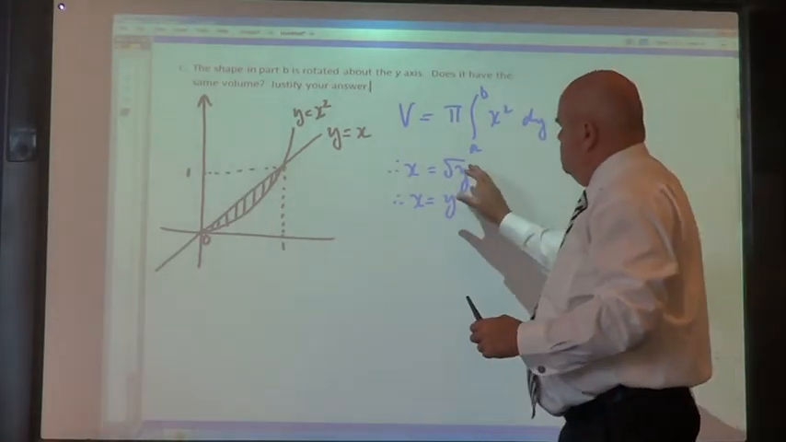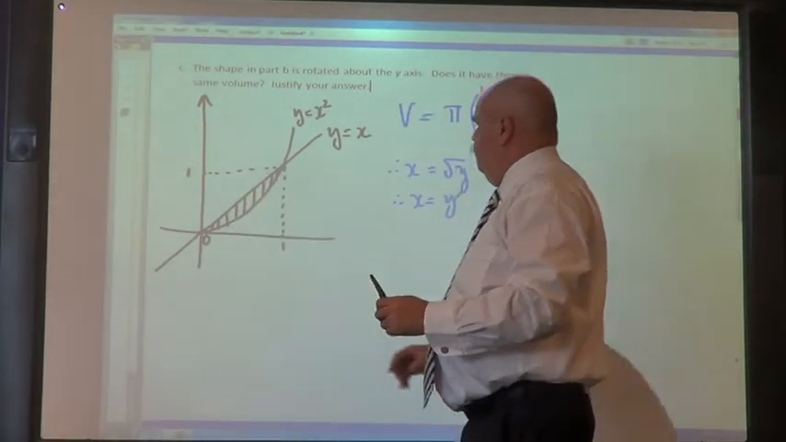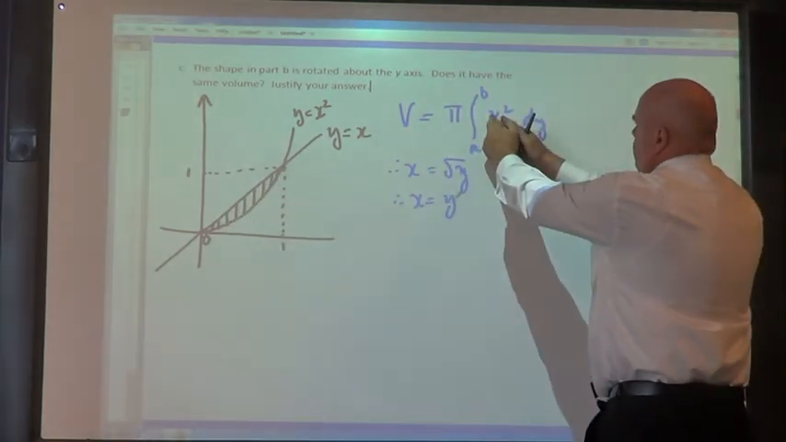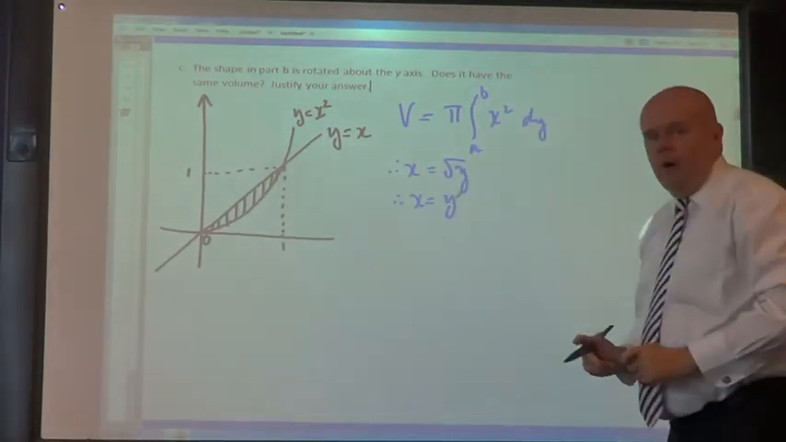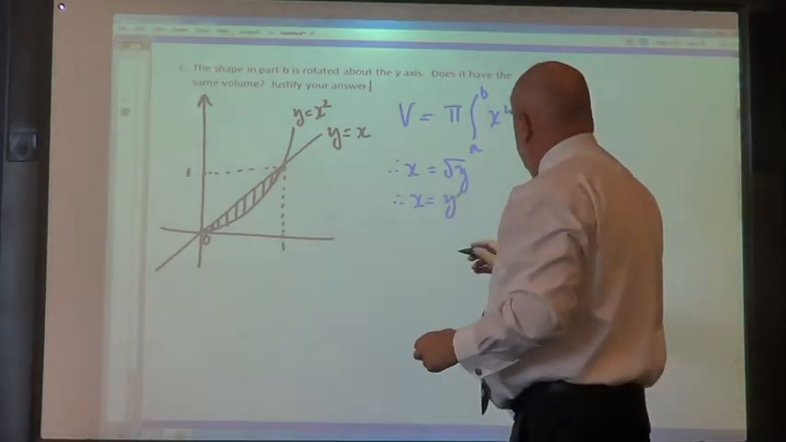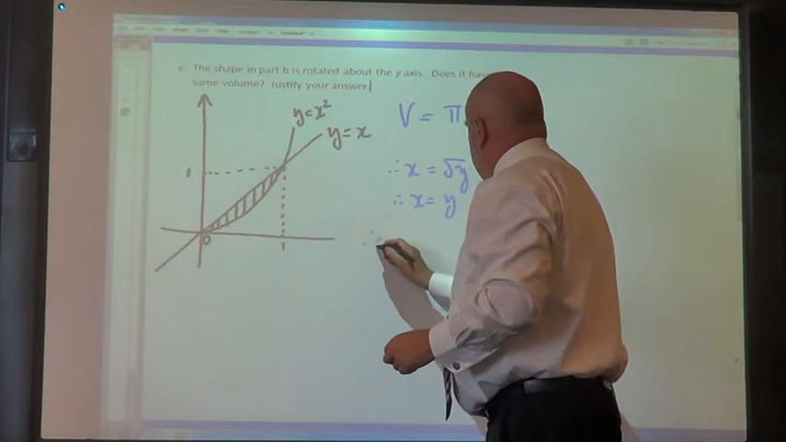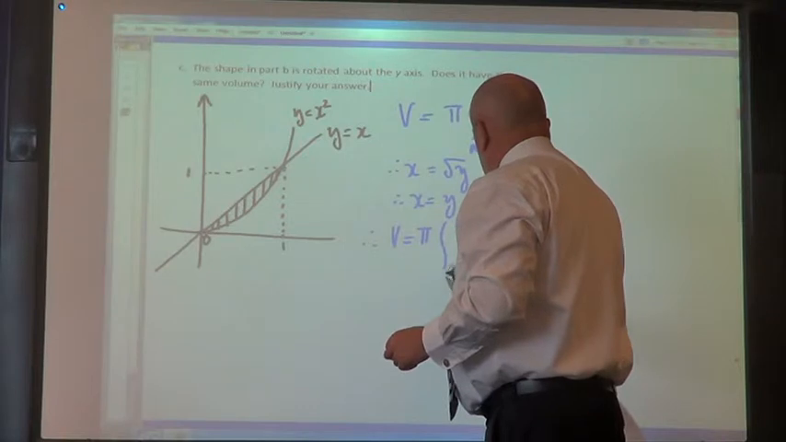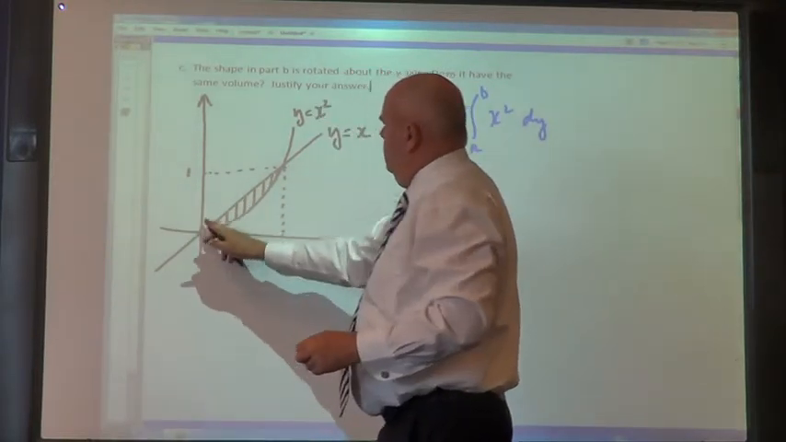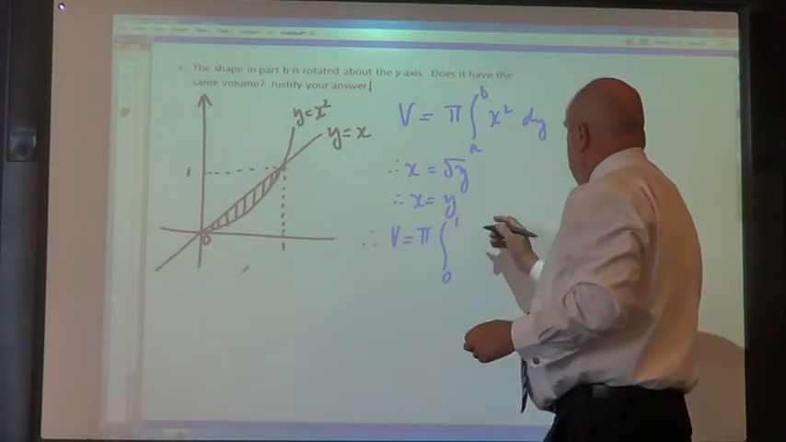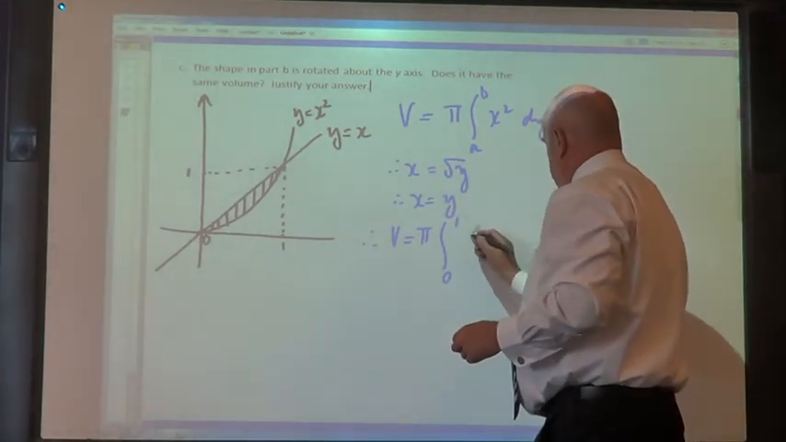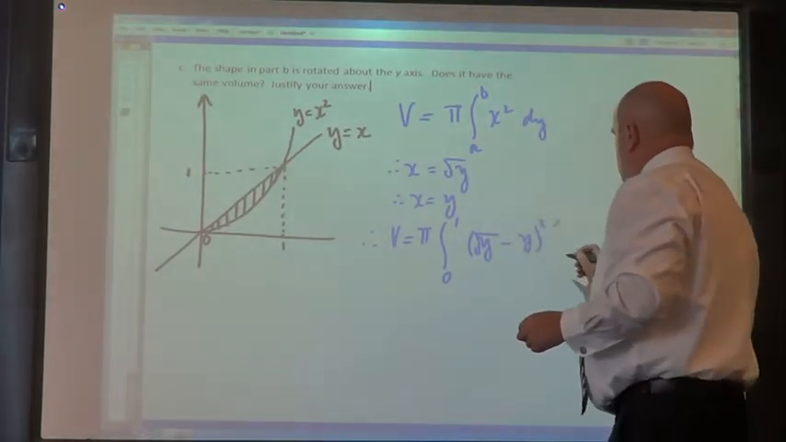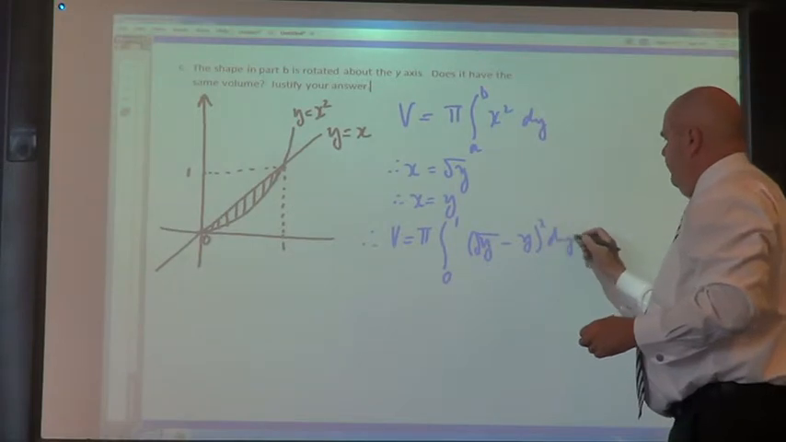So, what do we do now? Because it's an area between two curves that we're rotating, we're going to take from this curve, that curve, square it, integrate it, times by pi. They're the broad steps involved. So, let's see what we get. We are going to say the volume is equal to pi, integral from 0 to 1. By coincidence, our limits don't change. And what have we got? Square root of y minus y, all squared dy.